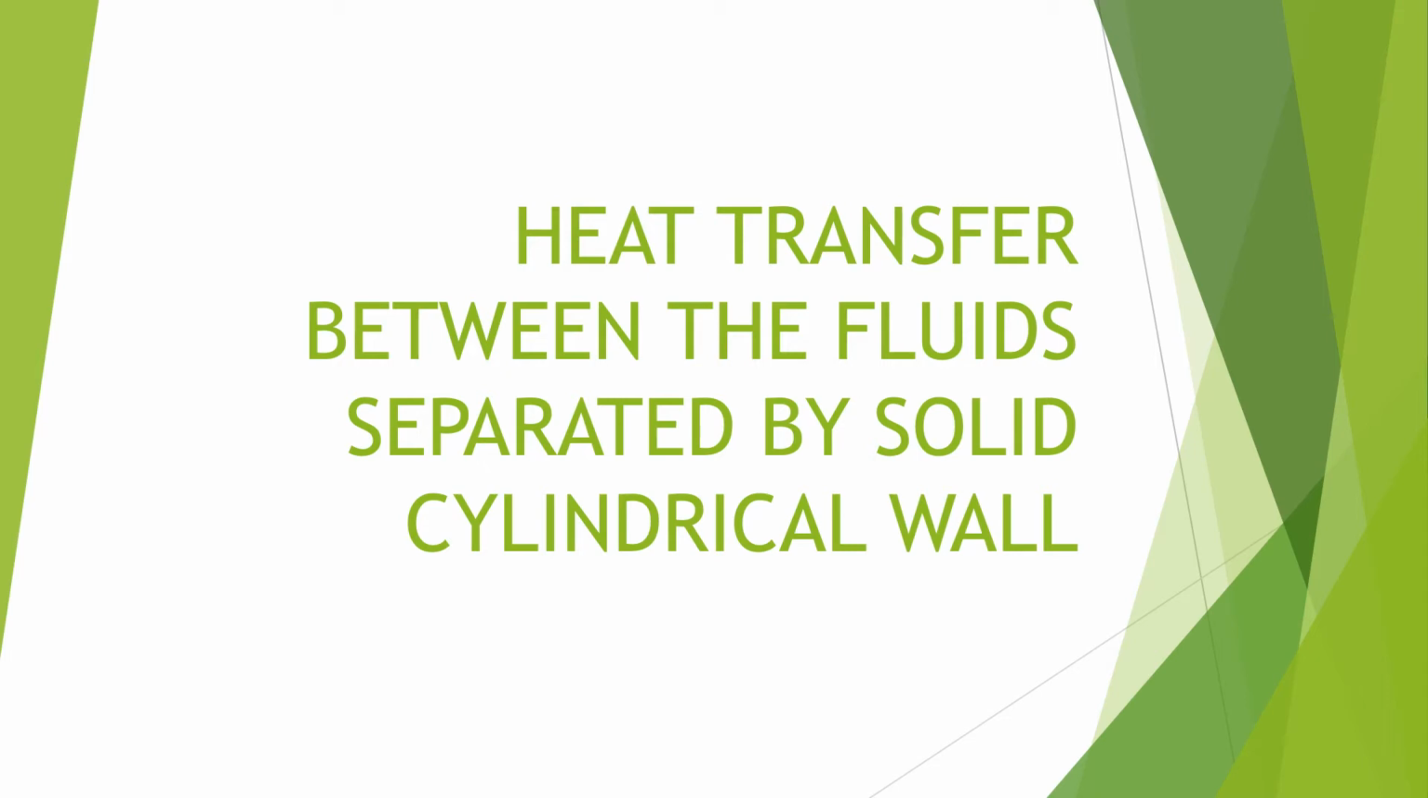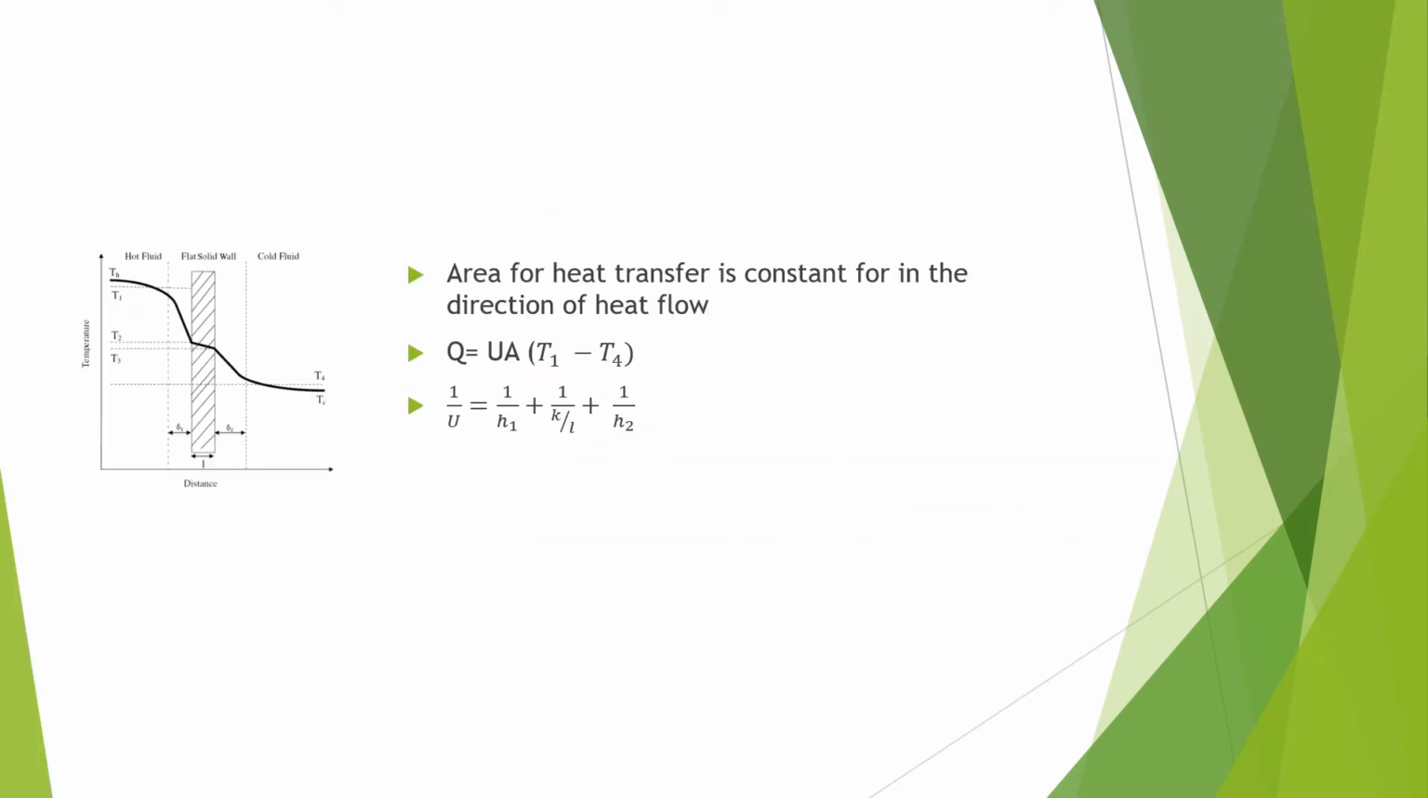So this video is about the heat transfer between fluids separated by a solid cylindrical wall. In heat transfer, when the arrangement is like this, that is, two fluids, a hot fluid and a cold fluid, are separated by a solid wall or any divider, then we have to calculate the rate of heat transfer between the two fluids. So that is the value of Q.